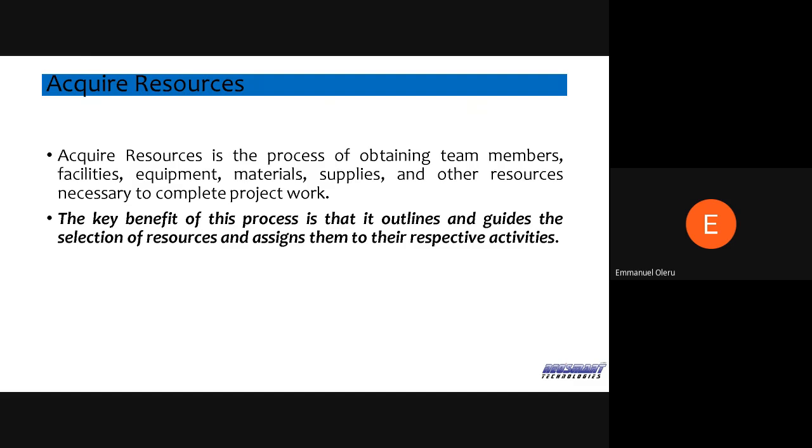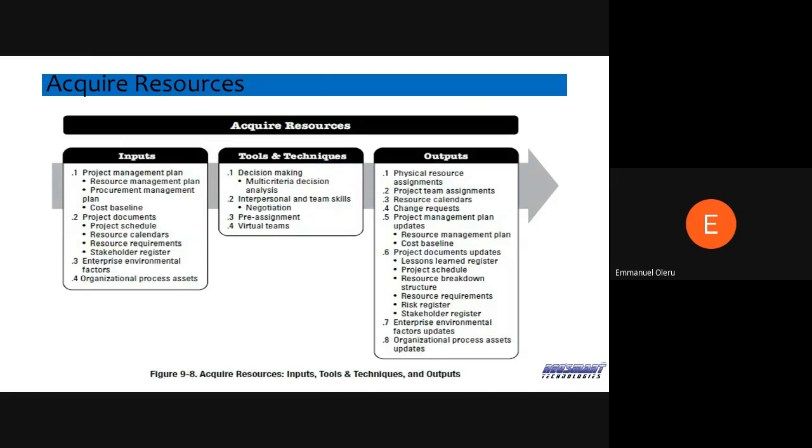Then after you have been able to estimate the resource, the next thing is to be able to acquire them. So basically obtaining team members or facilities or equipment or materials or supplies or any other resource necessary to complete the work. So that's what acquiring means, which is the next stage, right? Of course, key tools: decision making. What are the decision criteria we're using? Interpersonal and team skills, negotiation, pre-assessment, virtual teams. So this is basically where you acquire the resource.